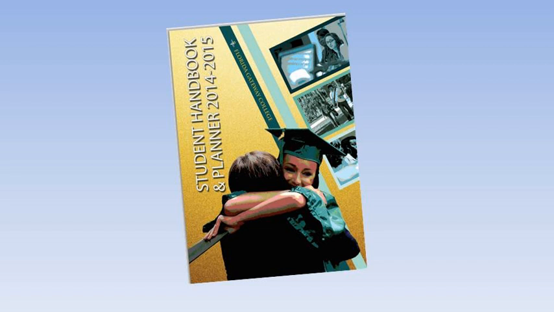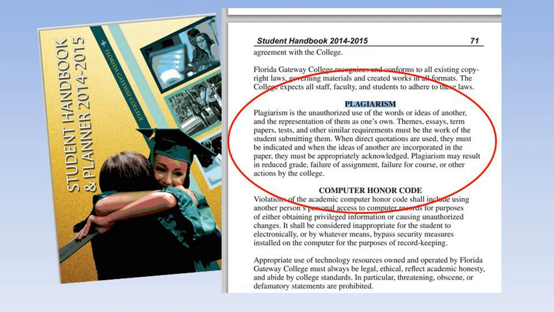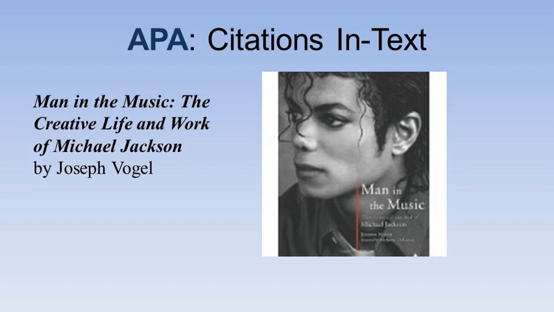In the FGC Student Handbook, plagiarism is defined as the unauthorized use of the words or ideas of another and the representation of them as one's own. Today's presentation will help you understand how to use citations to properly give credit for the work of others. For example, let's say we're doing a paper on Michael Jackson, and we've used information from this book, Man in the Music, The Creative Life and Work of Michael Jackson by Joseph Vogel.